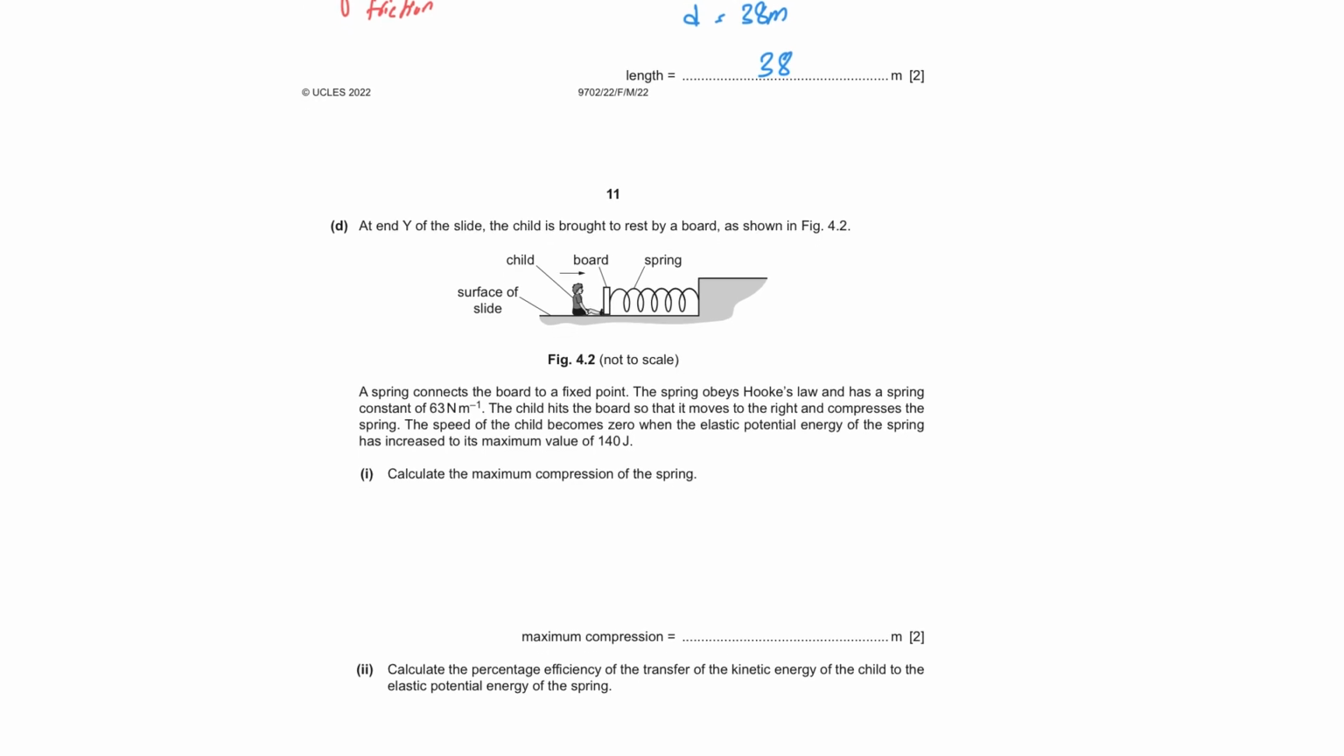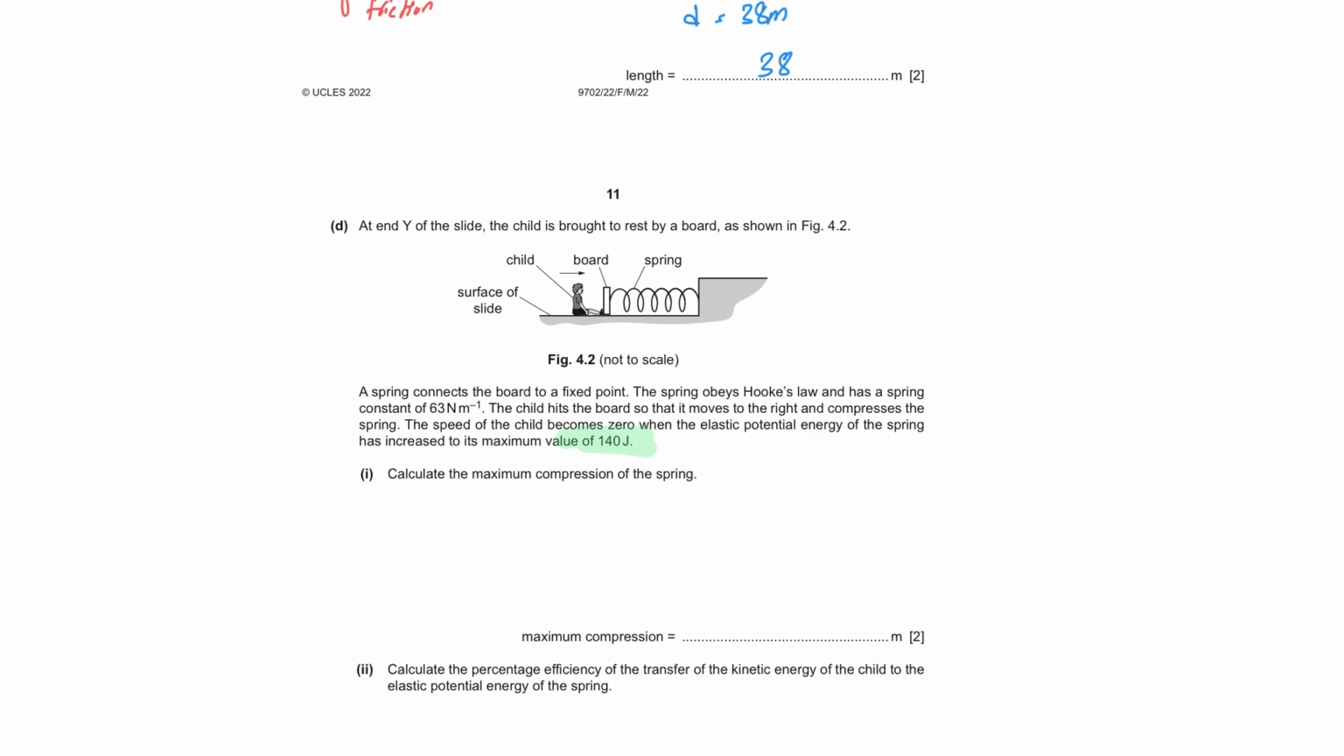Part D of the question says, at end Y of the slide, the child is brought to rest by a board as shown in figure 4.2. A spring connects the board to a fixed point. The spring obeys Hooke's law and has a spring constant of 63 newtons per meter. The child hits the board so that it moves to the right and compresses the spring. The speed of the child becomes 0 when the elastic potential energy of the spring has increased to a maximum value of 140 joules. Calculate the maximum compression of the spring.